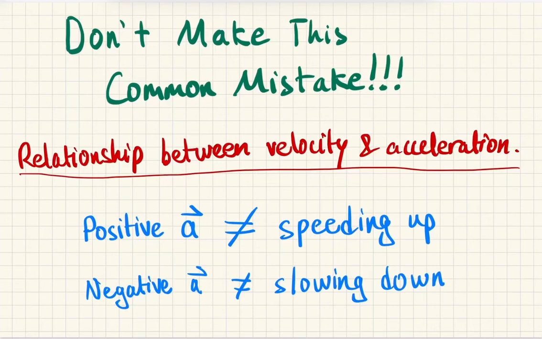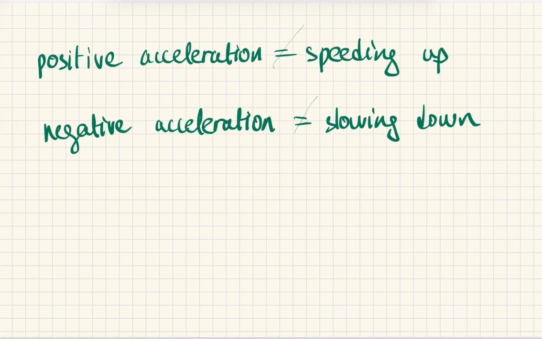Today we're going to be talking about a really common mistake that I see a lot of physics students make when it comes to understanding the relationship between velocity and acceleration. And that mistake is that a lot of people seem to think that a positive acceleration means that the object is speeding up, and a negative acceleration means that the object is slowing down. However, that is not always the case. These statements are sometimes true, but definitely not always true.